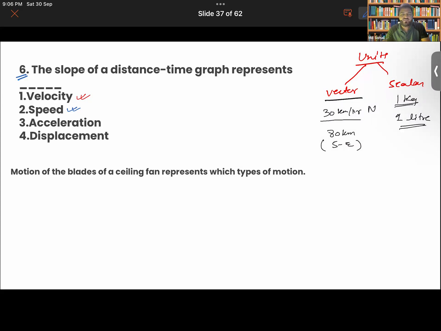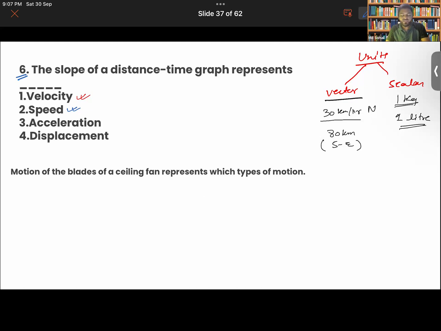So if I were to just say that I am moving with a speed of, let's say, 30 kilometer per hour, but if I were to say that I am moving with a speed of 30 kilometer per hour in the south direction, thereby I have included direction also. So in that case, speed will not only be called speed, but it will now be called velocity. Getting it? So can you repeat one more time?